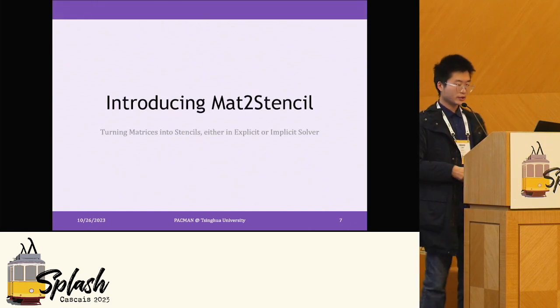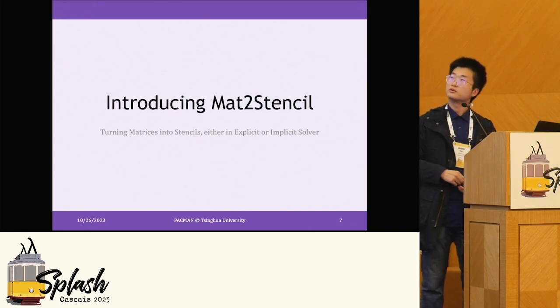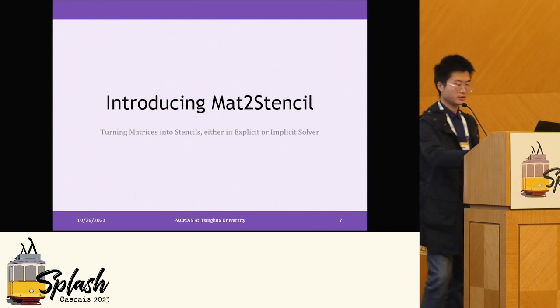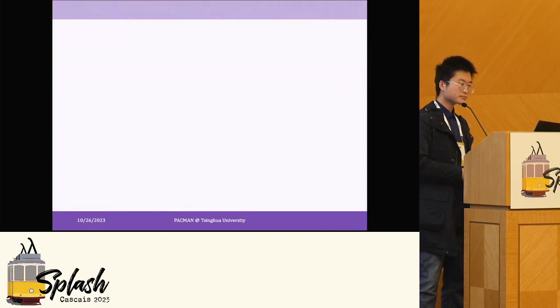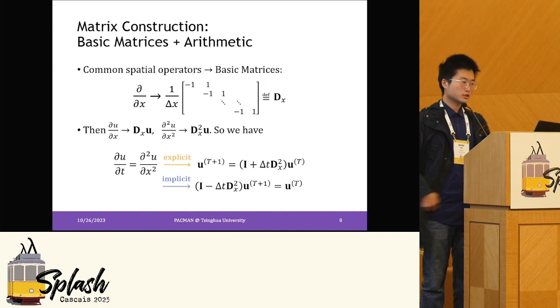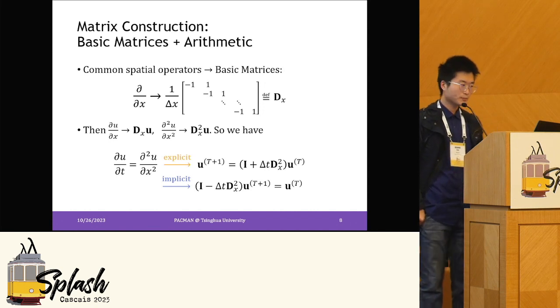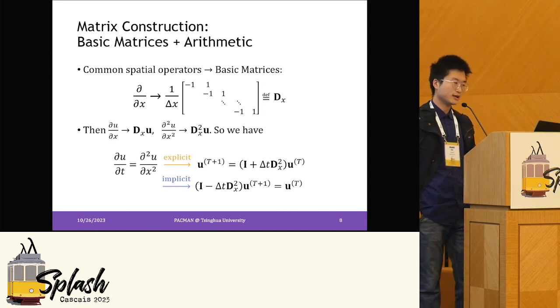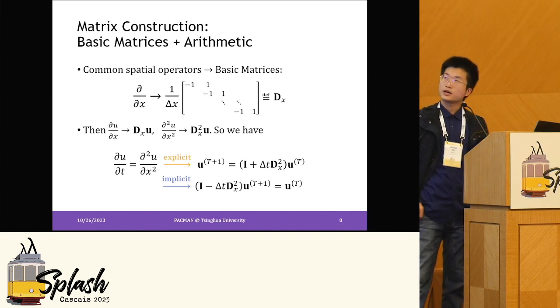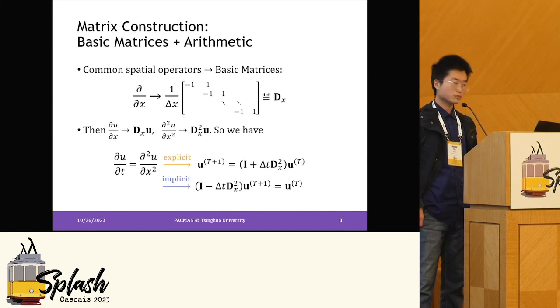Up to here, we can start introducing our domain-specific language, which is Mat2Stencil, turning matrices into stencils, either in explicit or implicit solver. The first thing to resolve is the matrix construction, in which we identify some basic matrices and enable arithmetic between them that helps construct complex problems.